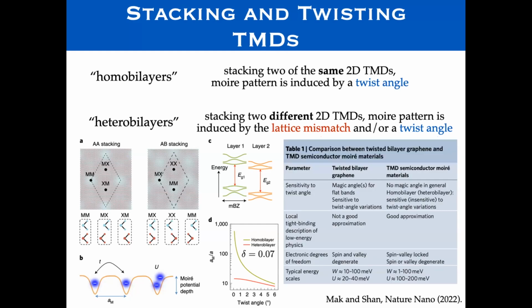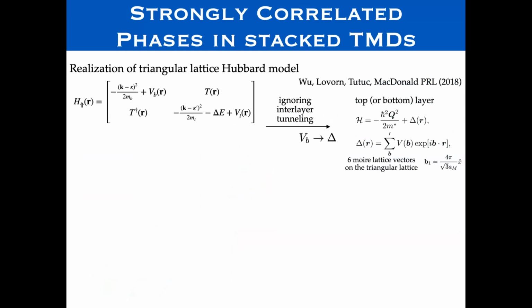Okay, so this is a very nice review by Kin Fai and others, and it's basically describing distinctions between these TMDs and twisted bilayer graphene. For example, there's no special angle, there's a wide range of flat bands. You don't have topological obstruction, the spin-valley locking makes things simpler, small interlayer tunneling, and so on and so forth. So it's a very nice playground to think about Moiré materials. You're realizing the Hubbard models and so on and so forth.